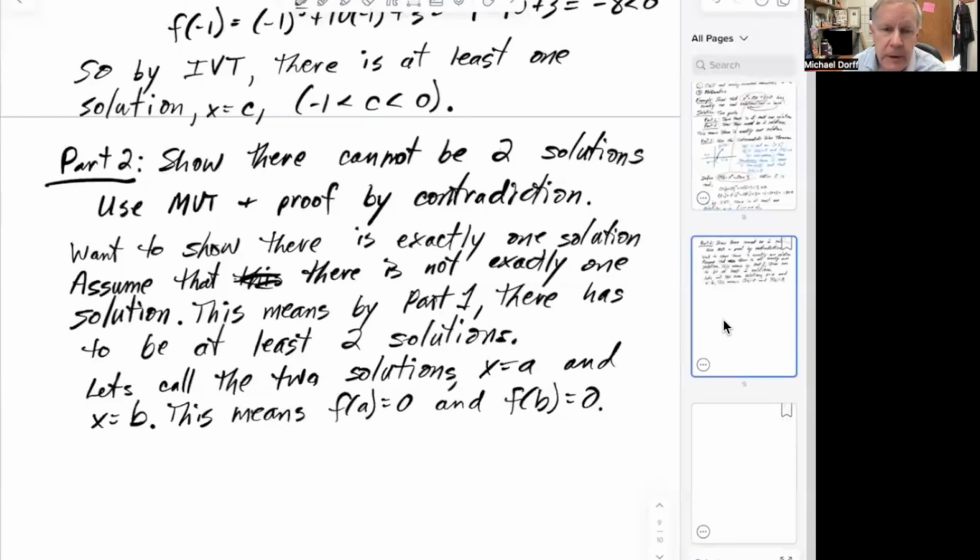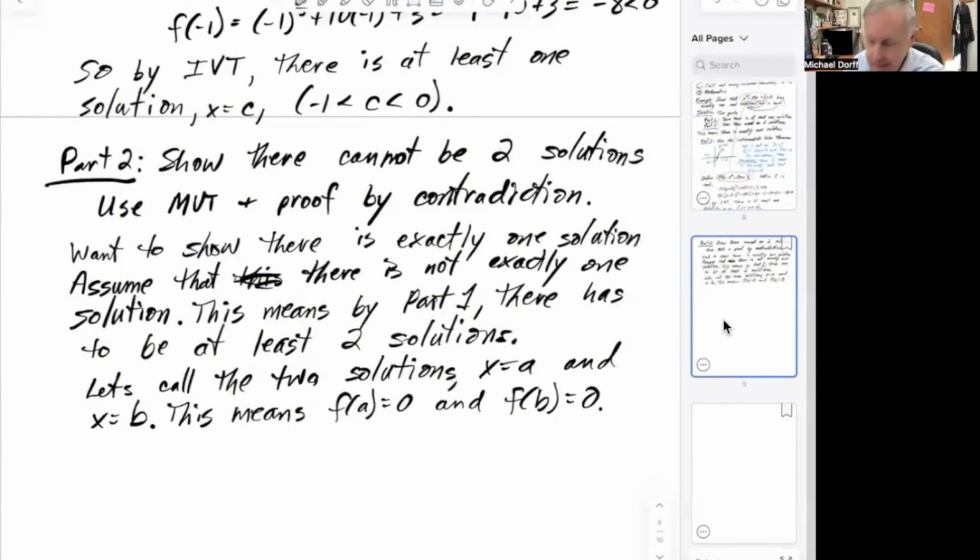So we're going to do a proof by contradiction and assume there's not exactly one solution. And since in part 1 we proved that there is already at least one solution, that means if there's not exactly one, there has to be at least two. And we're going to call these two solutions x equals A and x equals B. If it's a solution, that means when I plug x equals A into the function, I should get 0. And likewise, if B is a solution, f of B is 0.